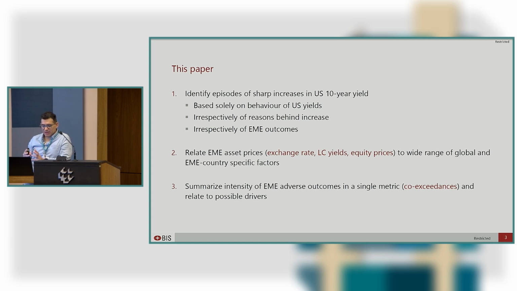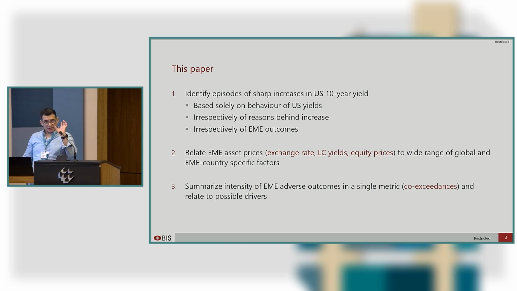And our identification of episodes of sharp increases in US yields, we're going to call those episodes yield spikes. And that identification will be based solely on the behavior of US yields, irrespectively of the reasons behind the increase, and irrespectively of the outcomes in emerging markets. So we're agnostic about what is driving this. We're just using a data-driven approach to identify those episodes. And in the cross-section of those episodes, we're going to study what happens to emerging market asset prices.